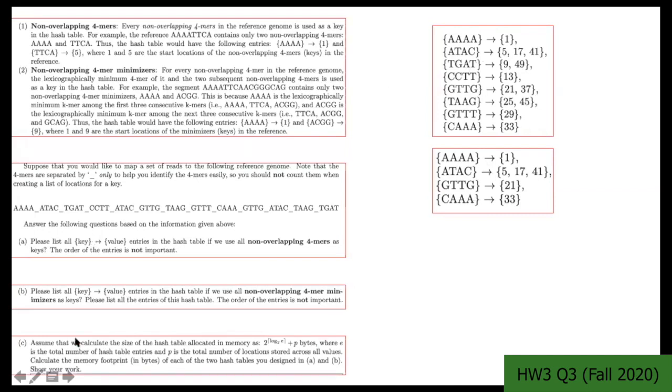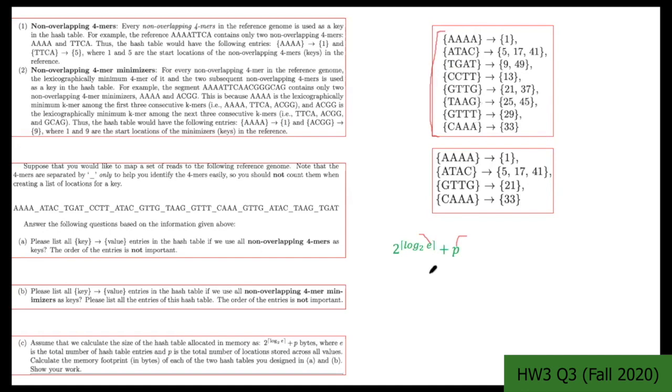We have an equation, given as follows, and this equation requires as input parameters E and P. What is E? E is the total number of hash table entries. For example, for the first hash table here, how many entries, which is the number of rows? How many of them do we have? We have 1, 2, 3, 4, 5, 6, 7, 8.